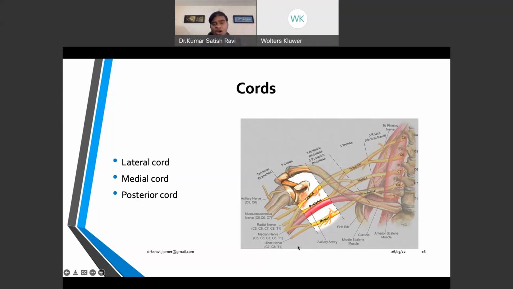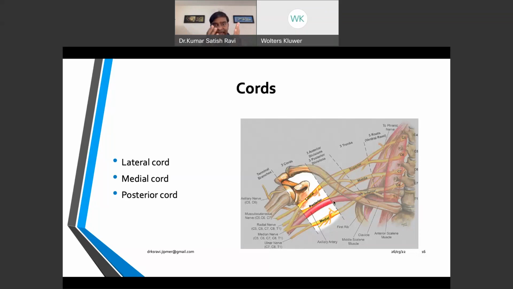So when we talk about the various cords in relation to the second part of the axillary artery, the lateral cord will be lying lateral to the second part of the axillary artery, whereas the medial cord will be lying medial to this second part of the axillary artery, and the posterior cord will be lying posterior to, or behind, the second part of the axillary artery.